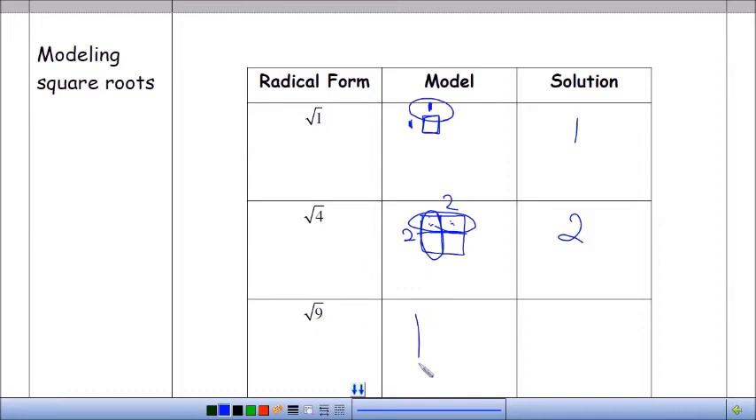Okay, and then the square root of 9 would be the same thing. You have a square with 9 squares inside of it, and that means that you have 3 on the top and 3 on the side. So that's 3 and 3. 3 times 3 equals 9. So the square root of 9 is 3. It's kind of working backwards, just looking at what number inside the radical that we have in there, what numbers times itself will give us that number. And in this case, 1 times 1 is 1, 2 times 2 is 4, 3 times 3 is 9.